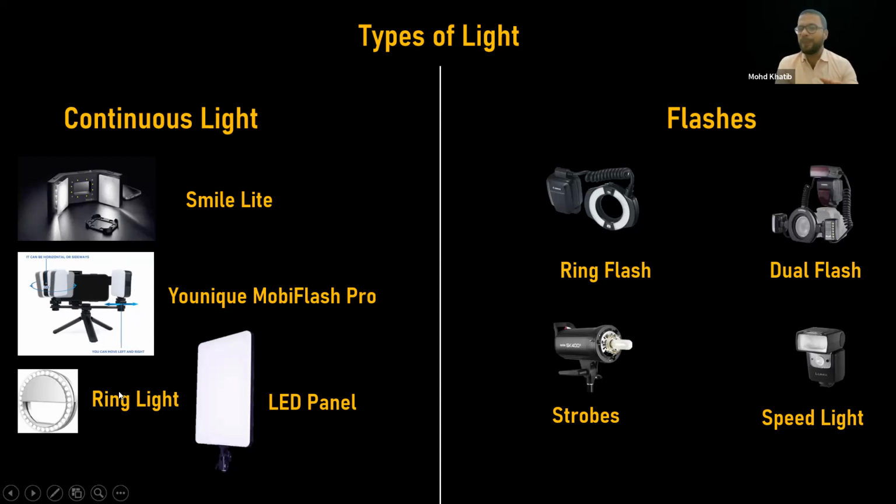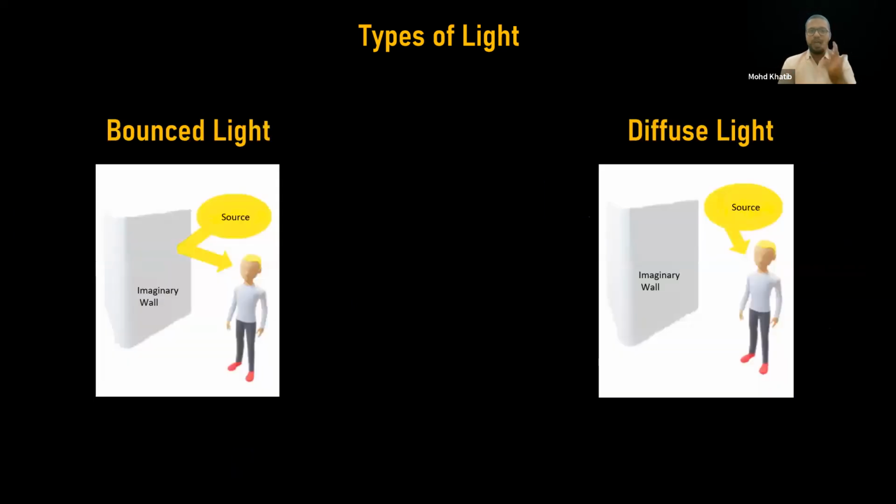Then ring light, I personally don't recommend using this. Ring light is not that effective. And LED panel can be used for portrait photography. Now, there are two types of light. First is diffuse light and second is bounce light.